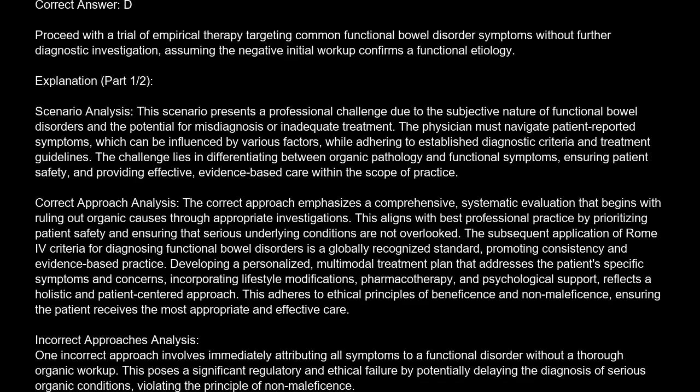The correct answer is D. Proceed with a trial of empirical therapy targeting common functional bowel disorder symptoms without further diagnostic investigation, assuming the negative initial workup confirms a functional etiology.